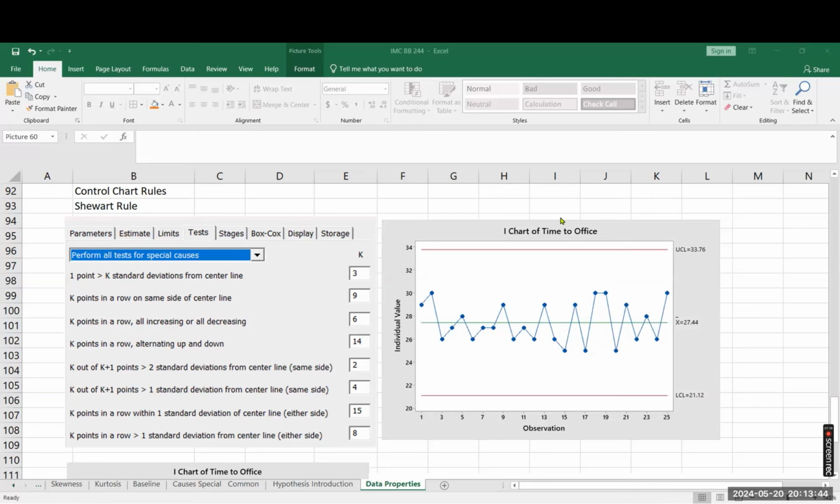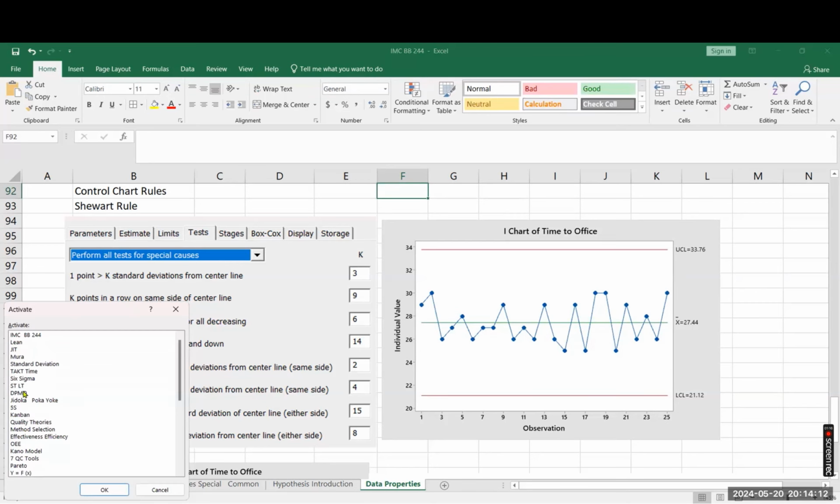Any more questions, people? No? All right. So these are about the data properties.